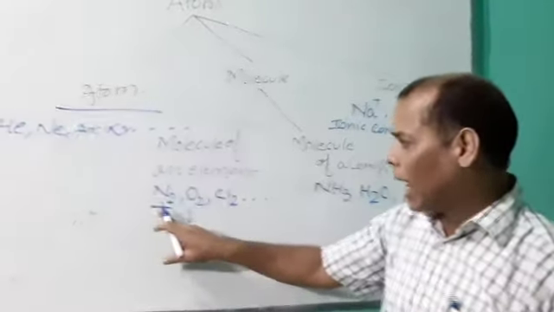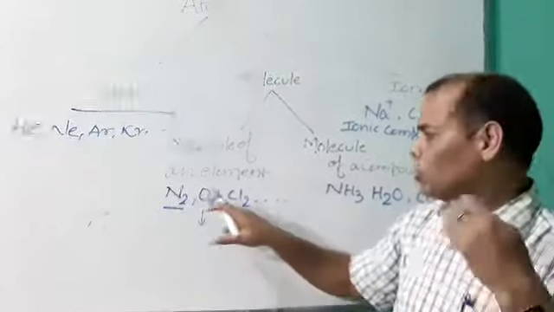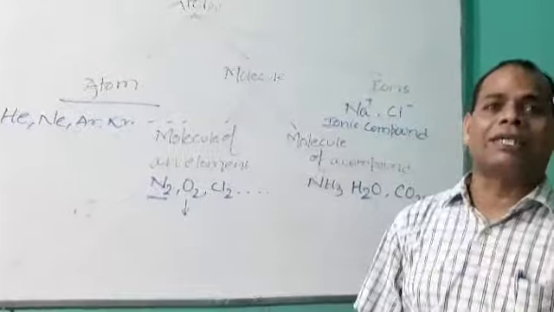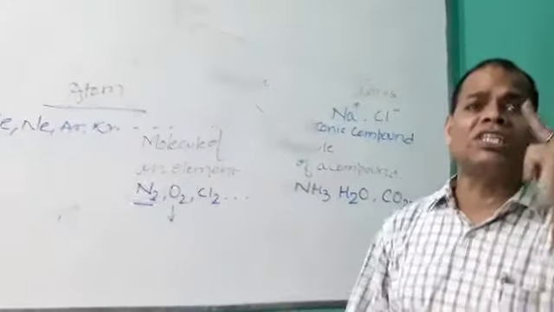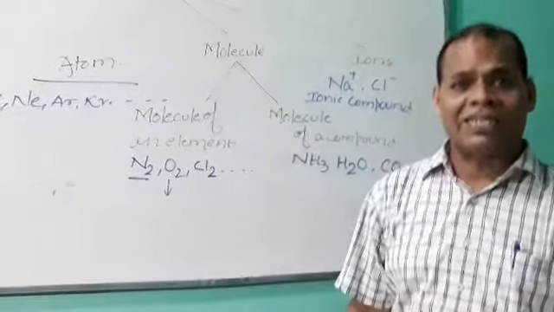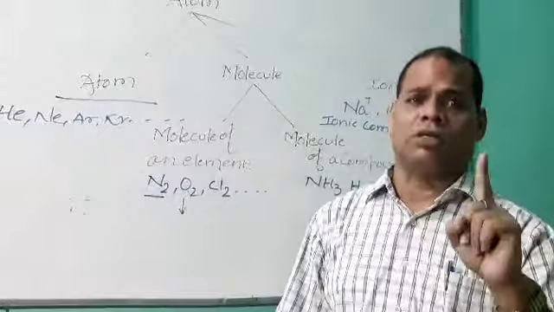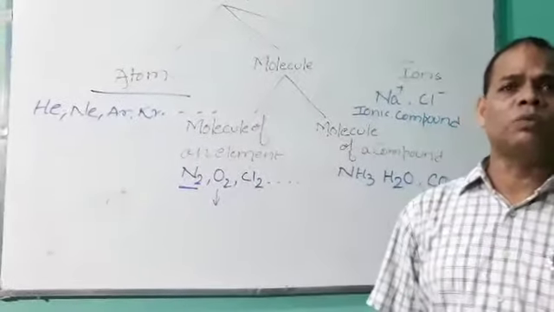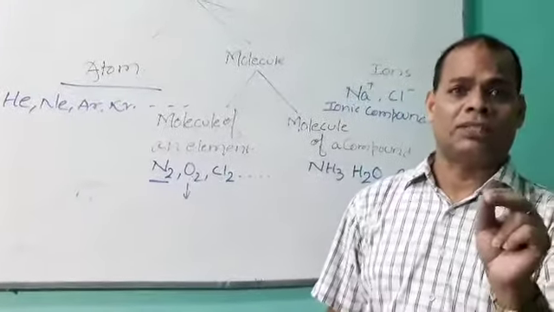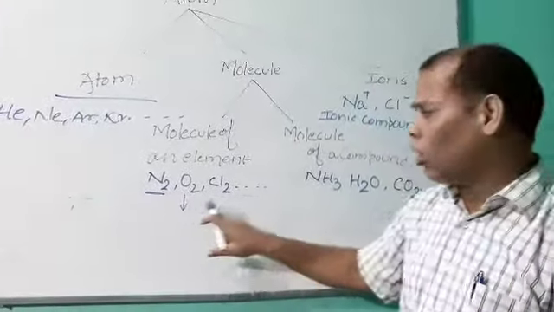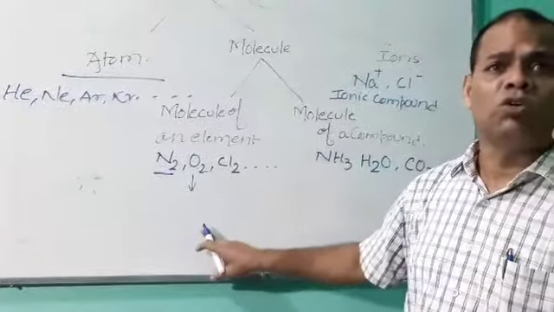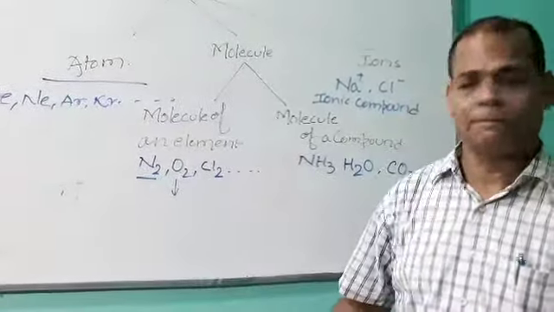So whether we talk about nitrogen, oxygen or chlorine, one molecule contains two atoms. So their atomicity is 2. What is atomicity? The number of atoms present in one molecule is called atomicity. So the atomicity of these three molecules is 2. It is a diatomic molecule.